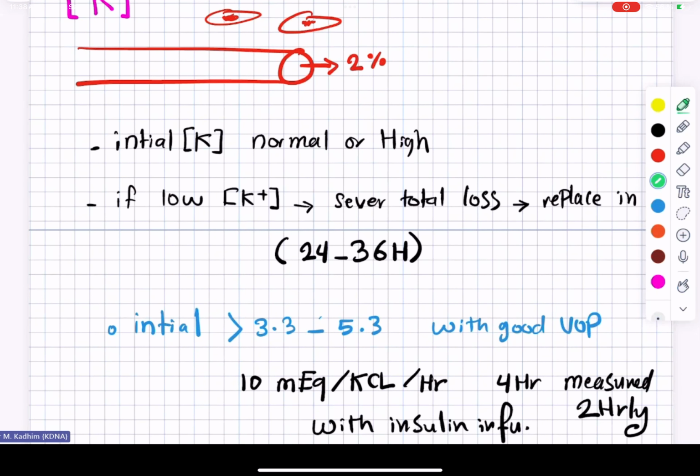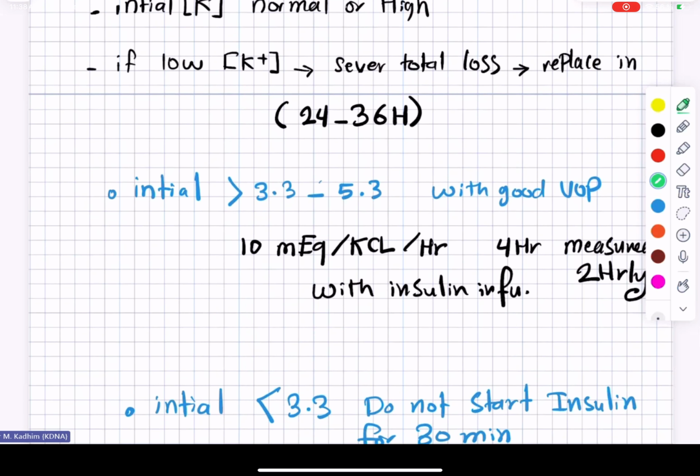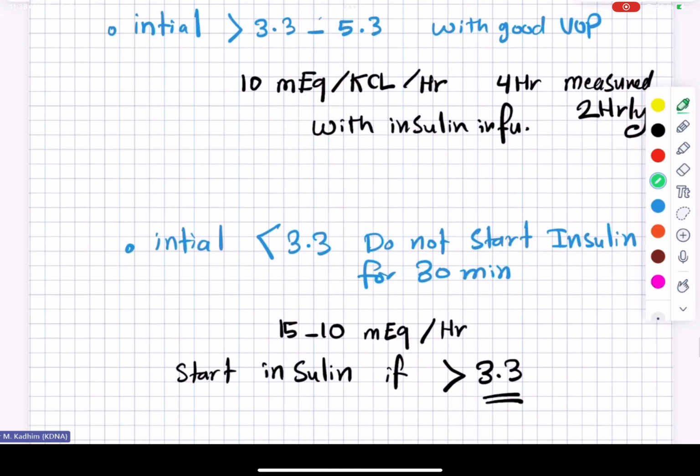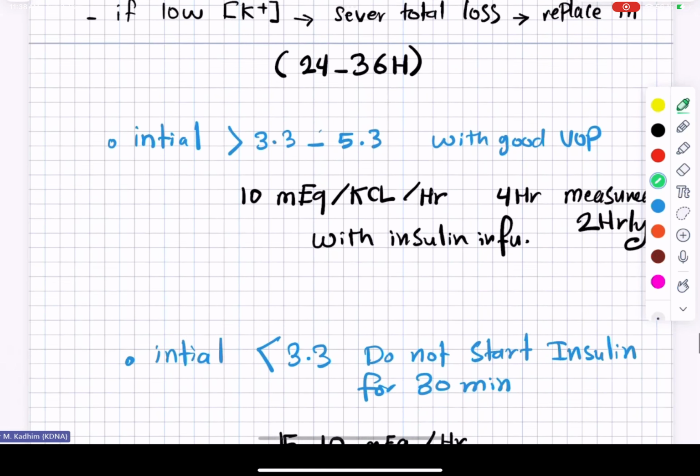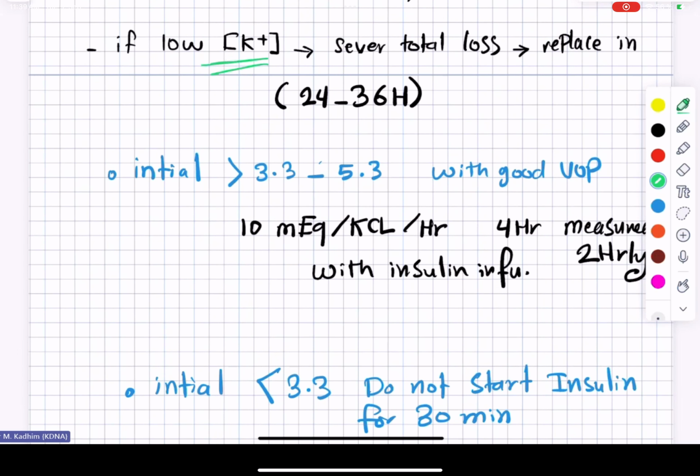How to correct for potassium? As we said, the potassium is 2% inside the vessels and 98% is inside the cells. Generally, we have low total potassium. So as we said, if low initial potassium, that means severe total loss. Usually we have normal potassium or high, but if we find the potassium is low, that means the total loss is so much in case of severe cases. And we have to replace it within 24 to 36 hours.